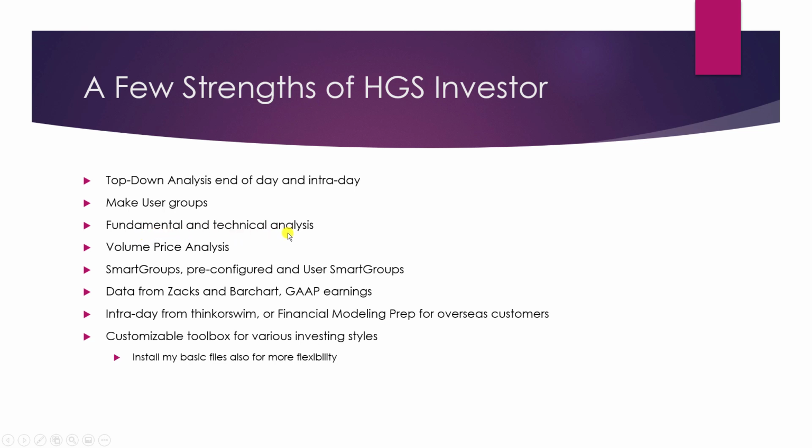We can do both fundamental and technical analysis. We can do volume price analysis, which is a really key component of the software. We have smart groups that are pre-configured, and user smart groups, groups that I've created. And users can create their own. They don't have to use mine. We have data from Zacks and Bar Chart, which uses GAAP earnings, or generally accepted accounting principle earnings, rather than one-time earnings and so on. This is a legitimate way to do it. Intraday data from Thinkorswim or financial modeling. This is the other service.